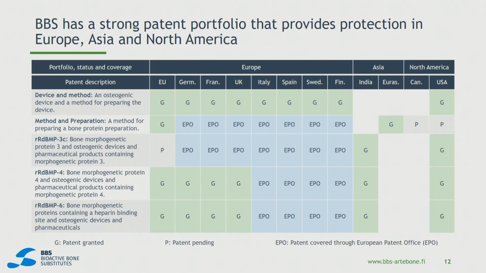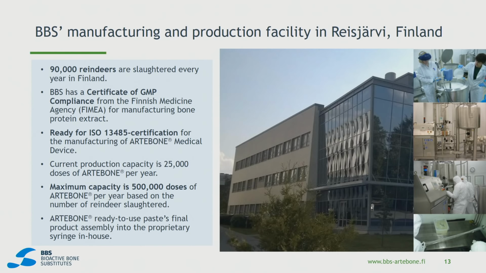The patent portfolio is broad and strong, and we have granted patents across the United States, Europe, and Asia. We have a manufacturing facility in Reykjavik where BBS has received a certificate of GMP compliance from the Finnish medicine agencies for manufacturing of this biological protein extract.